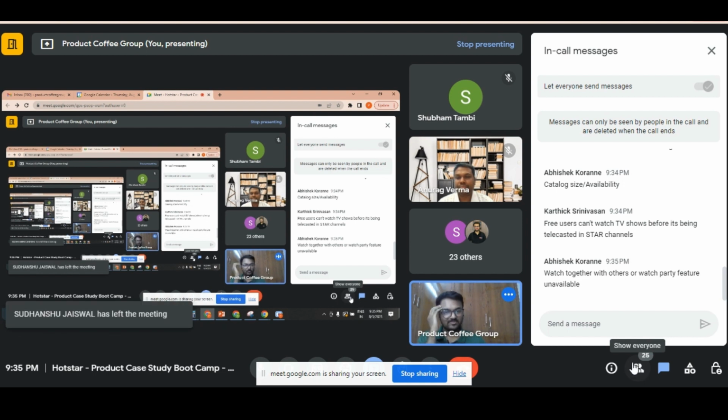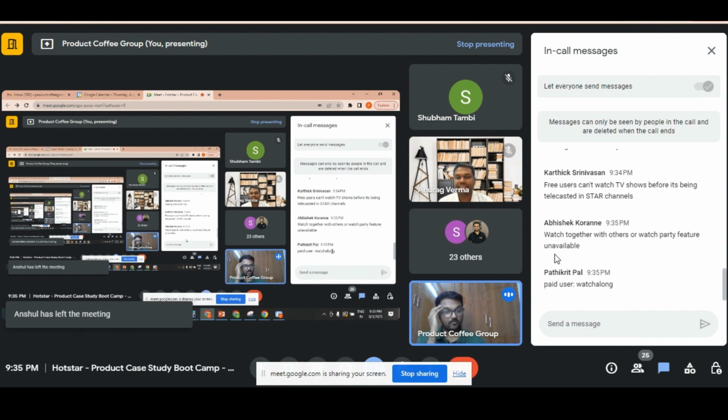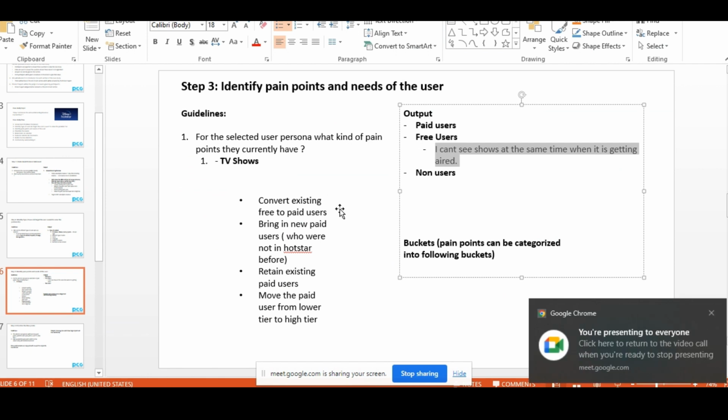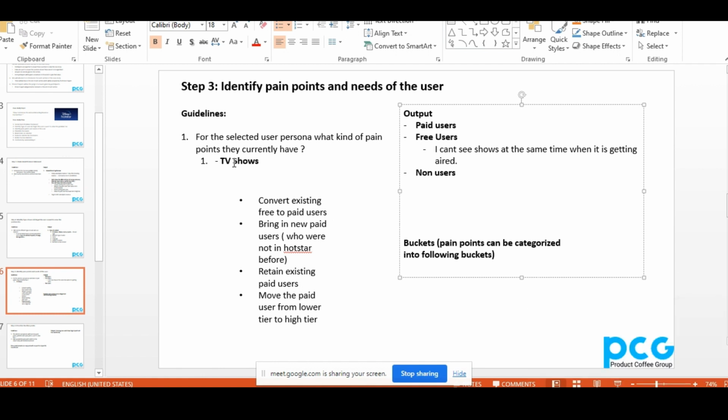Watch together with others, or watch party feature unavailable. See, again, I think you're kind of jumping into the solution. Let's go there; that is the next step. Let's figure this out. It's a simple task. These are the types of users. These users want to watch TV shows, or they're already watching TV shows. What are all the pain points that they currently have? Think.